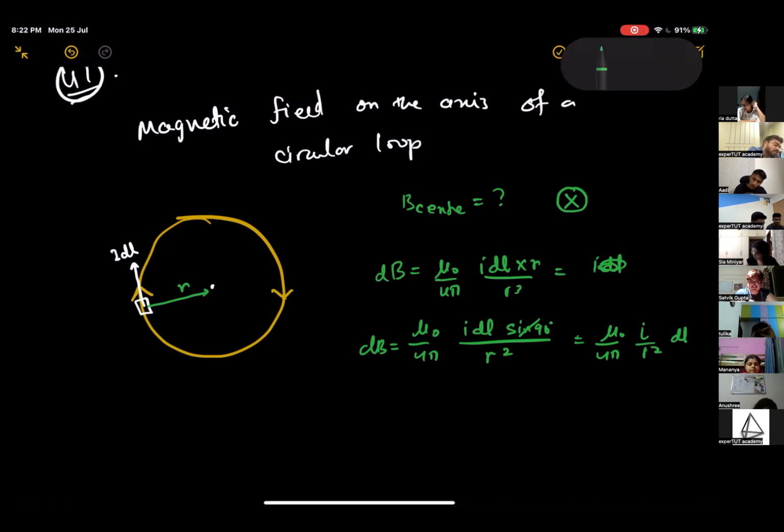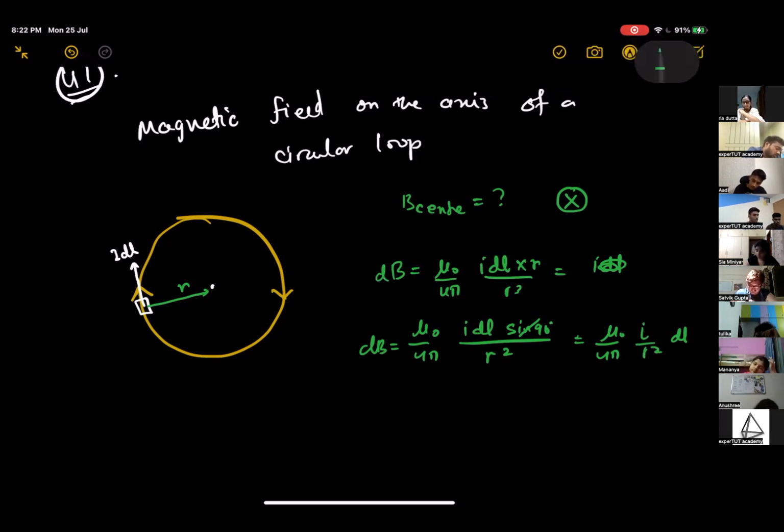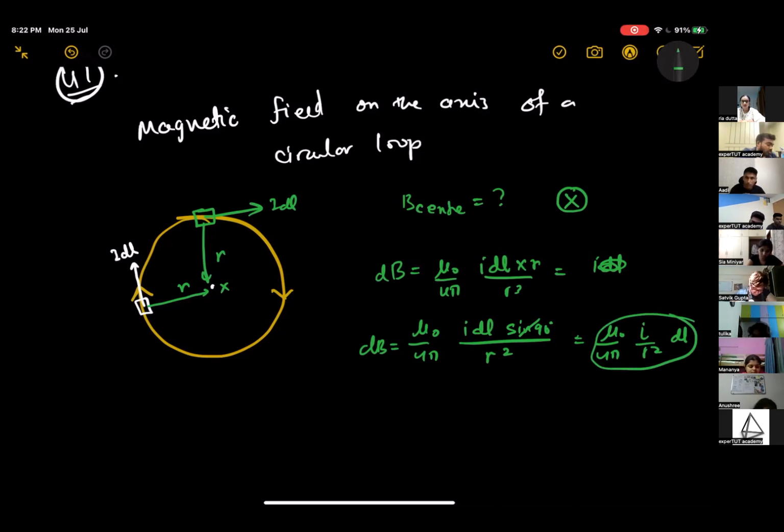Now see, let us take some other element. Let's say this green element. This green element's ideal is going like this, and R is going like this. If you do ideal cross R, it will again go into the plane. Again, due to this, the dB is into the plane. And again, if you write that due to that dB, it will come the same thing. Yes or no? Because why same thing?